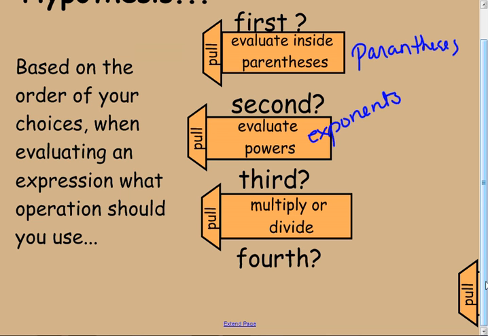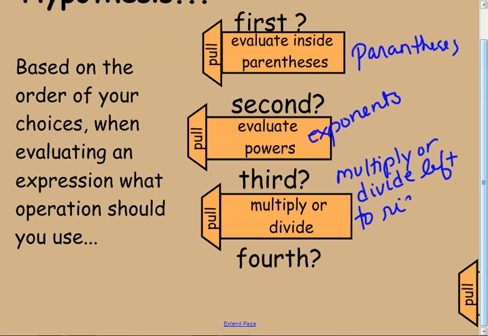So it says multiply or divide. I'm going to rewrite it so I slow down. Multiply or divide, left to right. You can't switch the order on division. 2 divided by 4, 4 divided by 2 are not the same things. That's why we have to worry about going left to right. Otherwise, I'd just say do all the multiplication division. And then the last one is what's left.